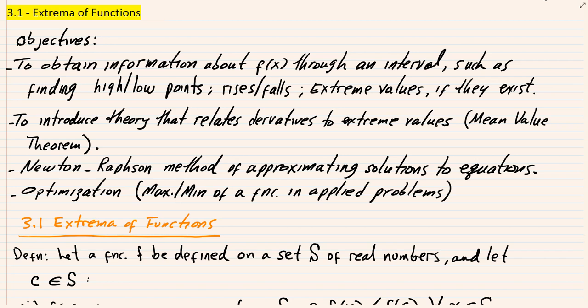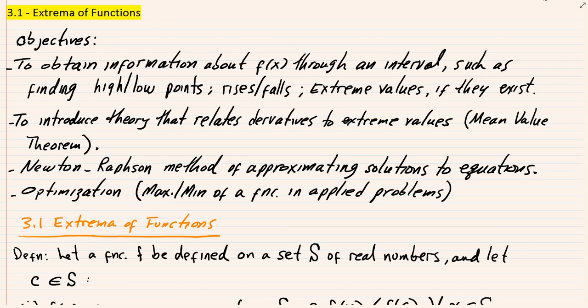For example, the high points, the low points, places where the function may rise or fall, the extreme values, if they exist, of the function. And again, by extreme values, we're talking about the maximum or the minimum values of the function. And we're going to also look at some of the theory that connects derivatives to extreme values. And by that, more specifically, I have the mean value theorem in mind.